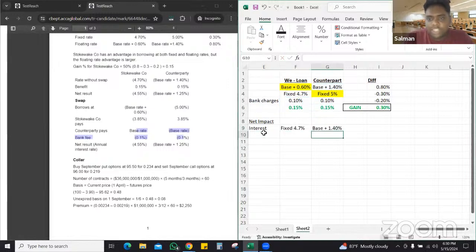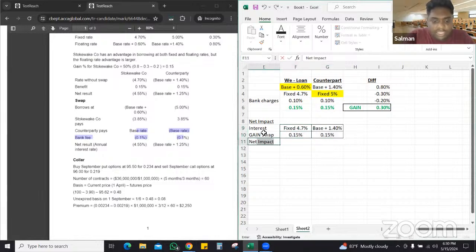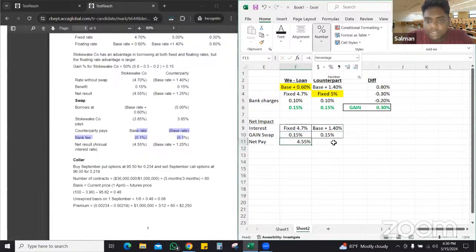Counterpart will be paying base rate plus 1.4%. And what is the gain from swap? Gain is 0.15%, for both parties. So what is the net interest pay? Fixed interest of 4.7%. But now we are having a gain of 0.15. Our expense will only become 4.55%.